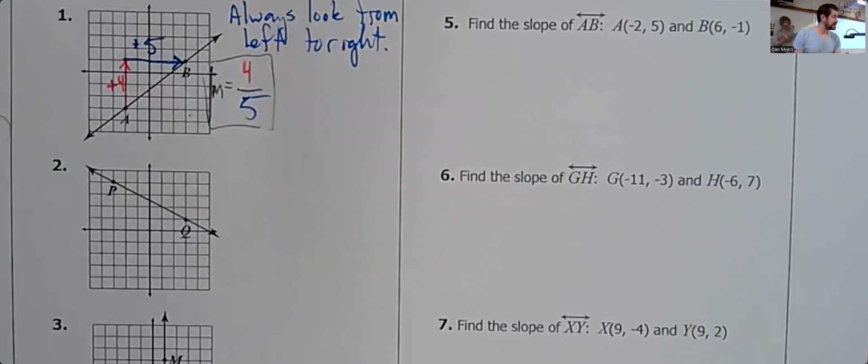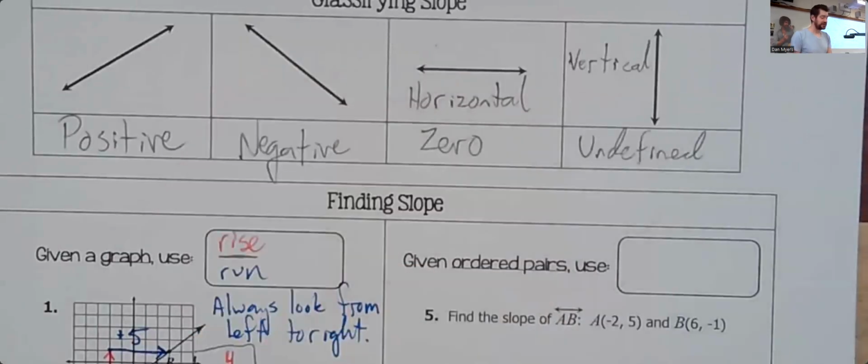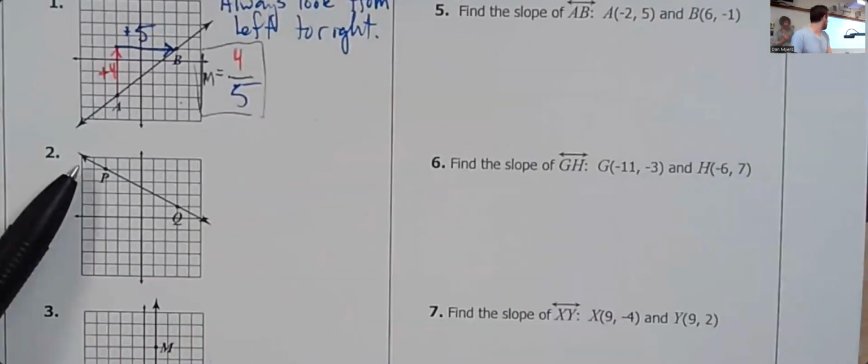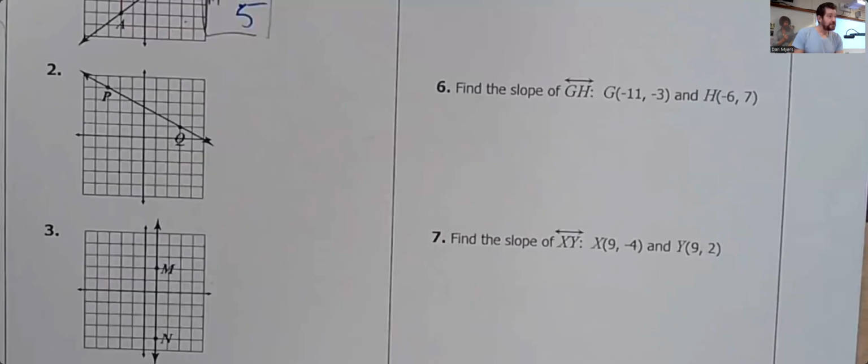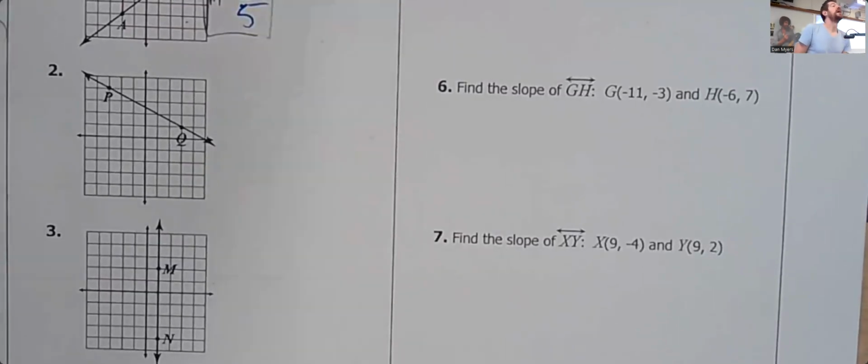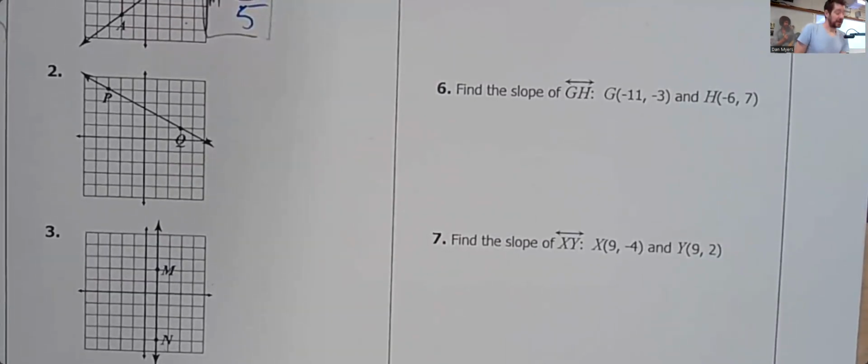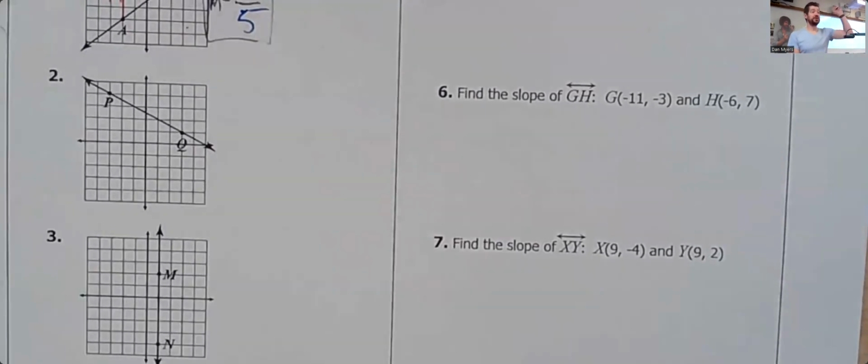Down, which means this slope will be negative. And if you look up here at the negative example, it's moving down from left to right. Same with number two, moving down from left to right. So, what's that? Okay, so if you have to go down, the numerator, the top number is going to be a negative number because from P to Q is down.